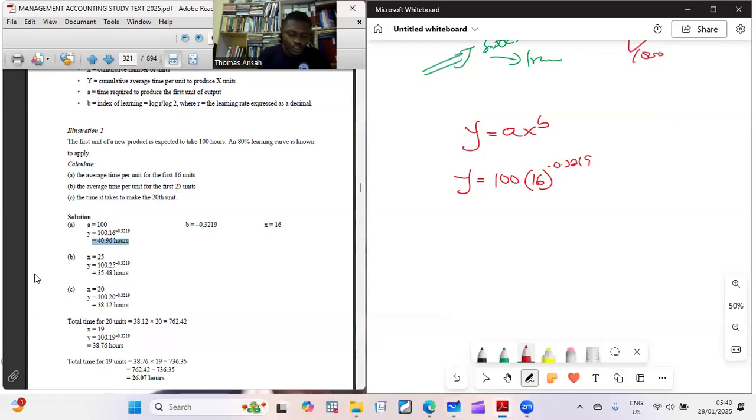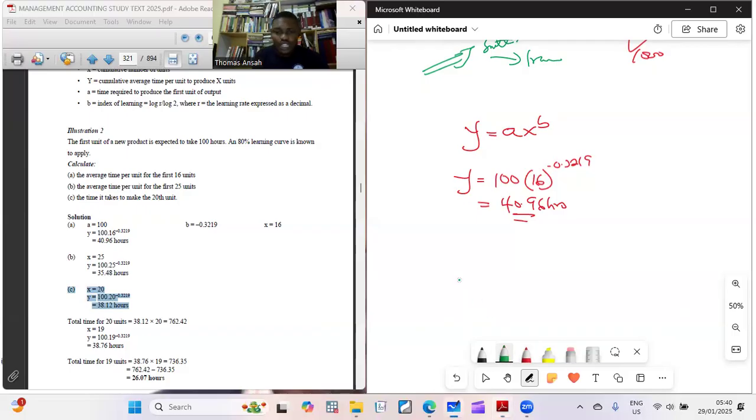So if you do 16 raised to the power minus 0.3219, that gives you 0.4 something. Then you multiply it by 100, and that gives you 40.96 hours. If you want to know the total, you can just do the multiplication, and you do the same thing for this.